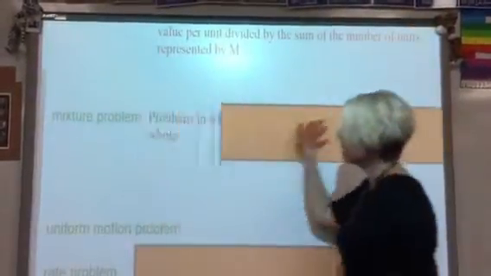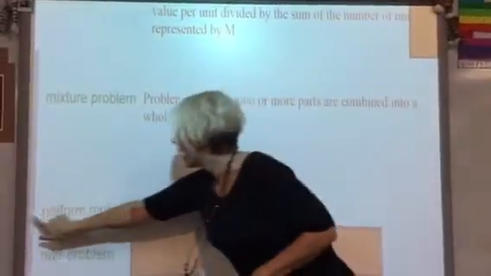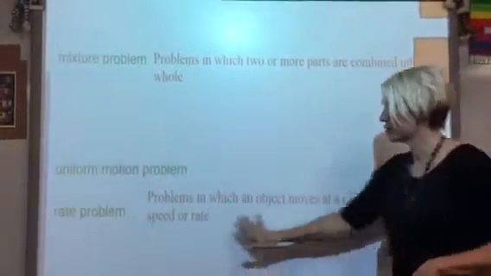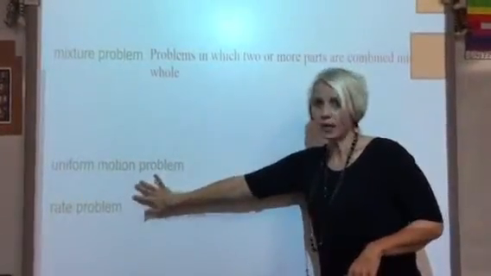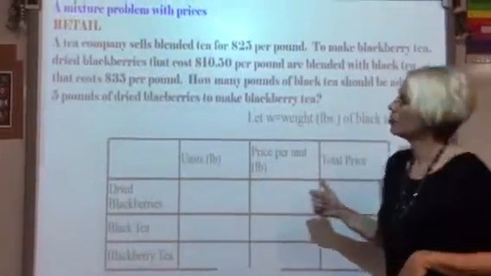A mixture problem is a problem in which two or more parts are combined to form a whole. And uniform motion problems or rate problems are problems in which an object moves at a certain speed or rate. Both of these vocabulary words have the same definition. They're the same type of problem. So let's start with this problem.